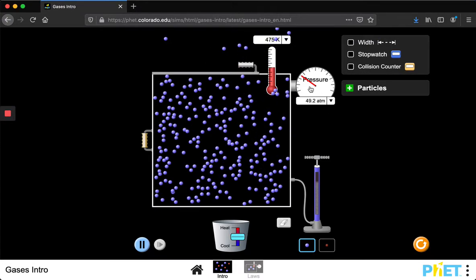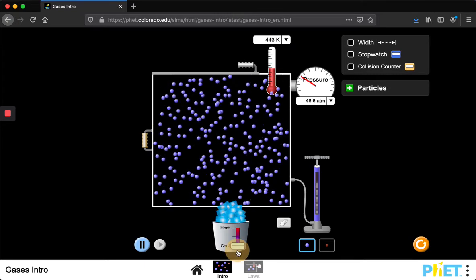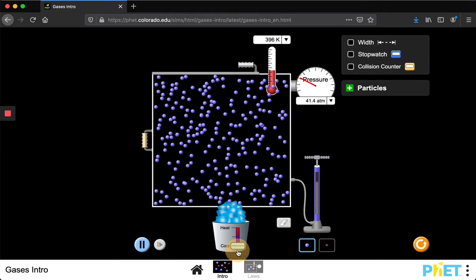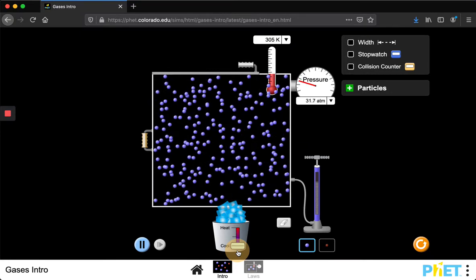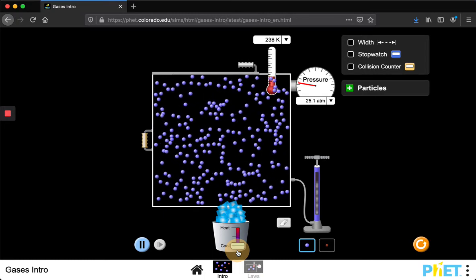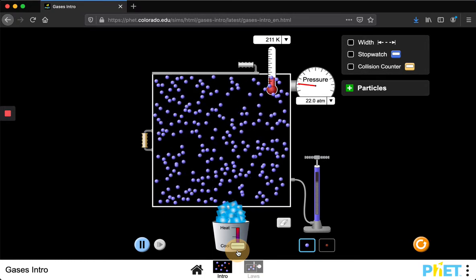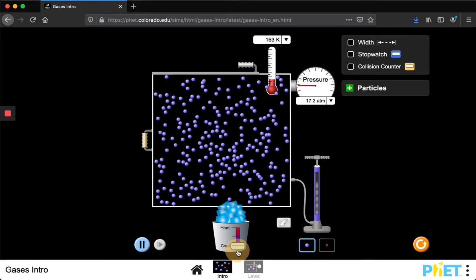Pressure is now 49.2. Now if I cool it down, then the particles are going to travel slower, and they're therefore going to collide less frequently with the walls. You can see them now getting slower. They're colliding less frequently with the walls, and the pressure is dropping. So you see that pressure dropping?